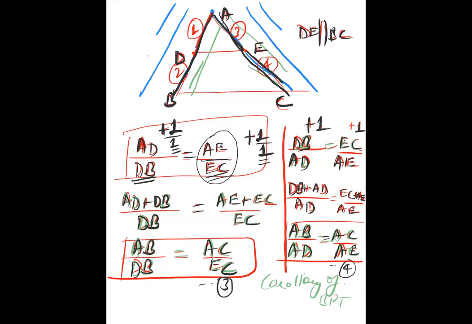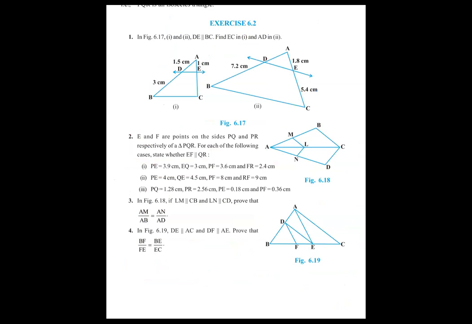Now coming back to the exercise. If not, then don't worry, I'm sharing the slide. Finally, I'll share the slide also. Now coming to question number 2. The question diagram is not given. E and F are the points on the sides PQ and PR of the triangle PQR.